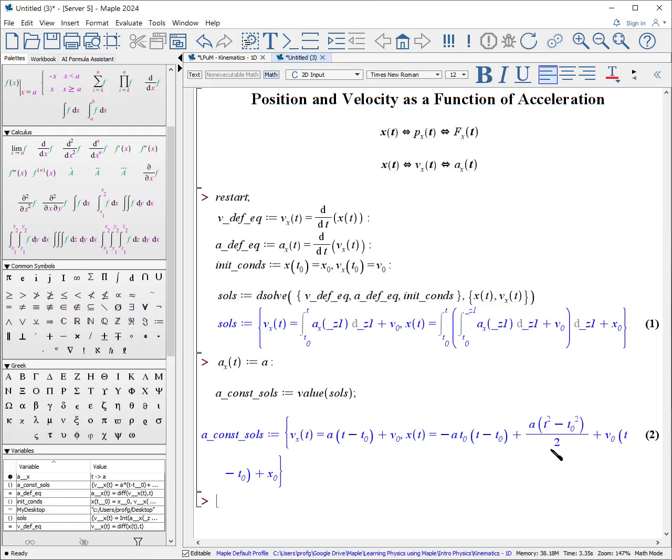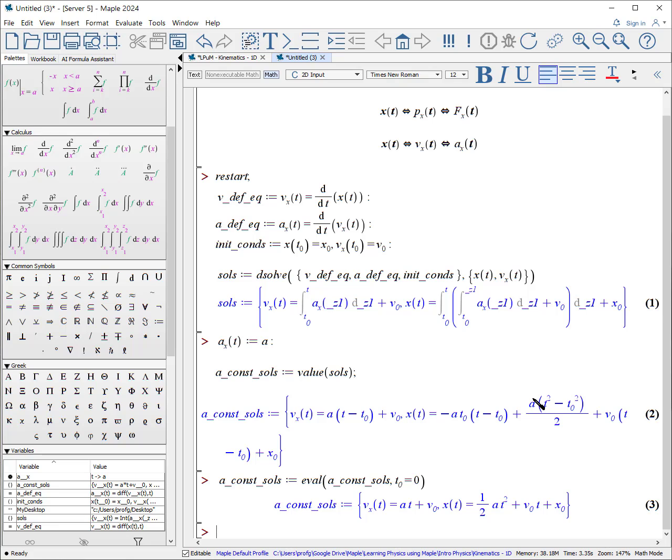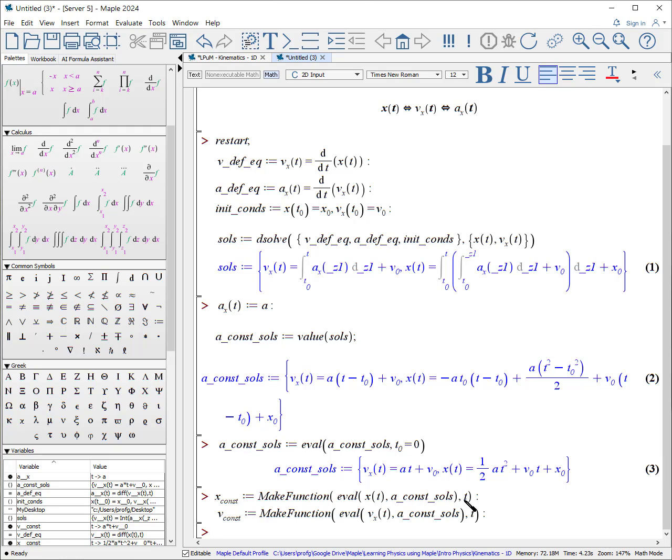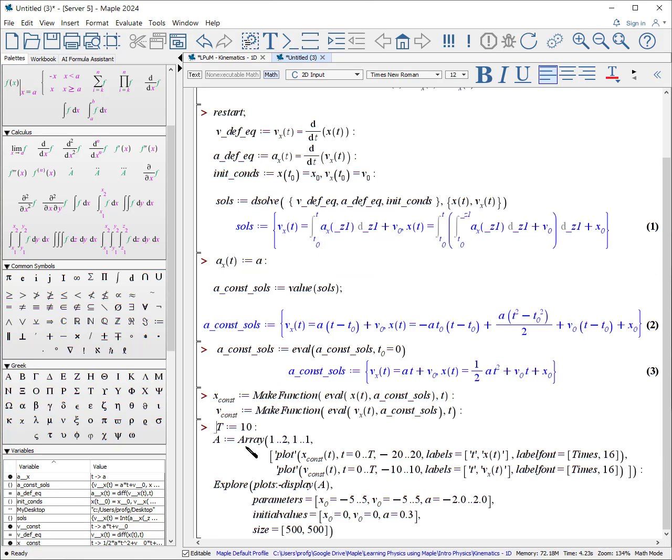These look pretty complicated. Most people start actually with t sub 0 equals 0. Evaluating our solutions at t sub 0 equals 0, you get the famous expressions that you probably have to memorize. One for velocity and the other one for position, given a constant acceleration. Let's extract out each solution and make them a function, and then make an array plot which we can explore.